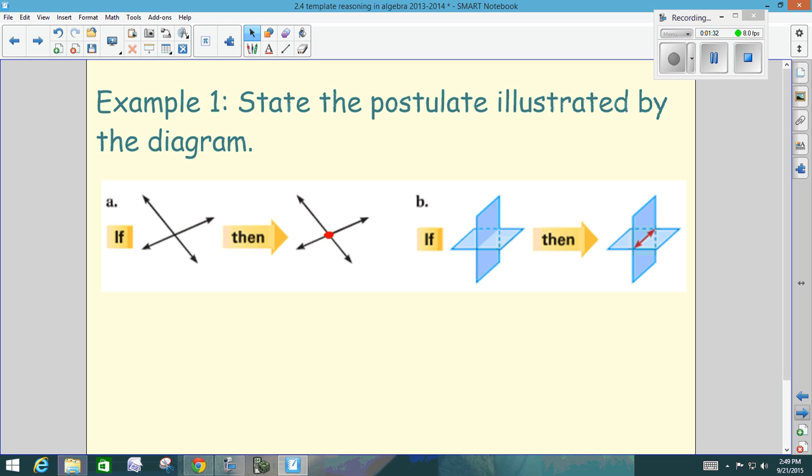Anyone have any idea what postulate it is, Micah? Good. If 2 lines intersect, then their intersection is a point. That's what you have to put underneath of it, write out the postulate.